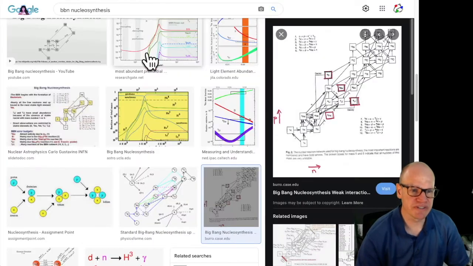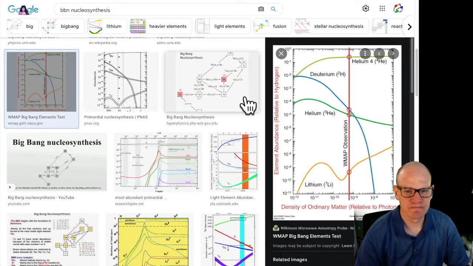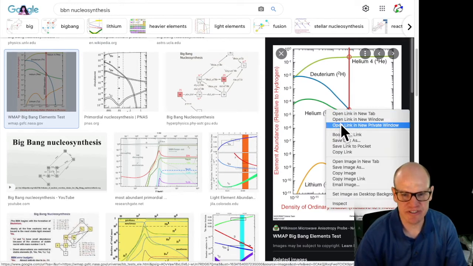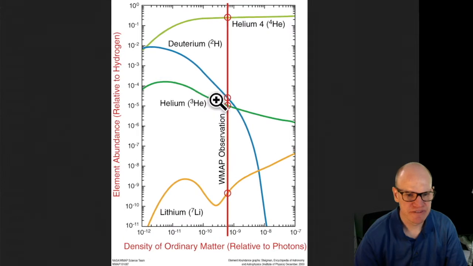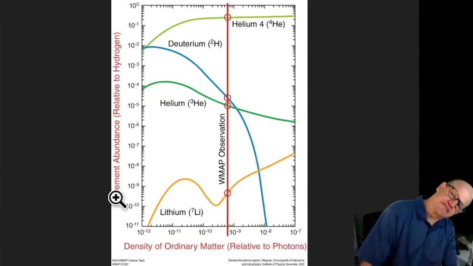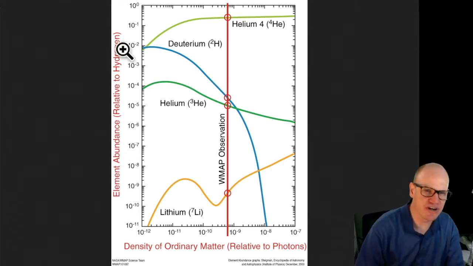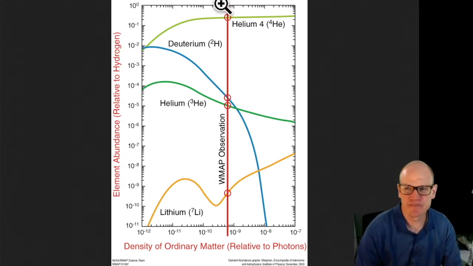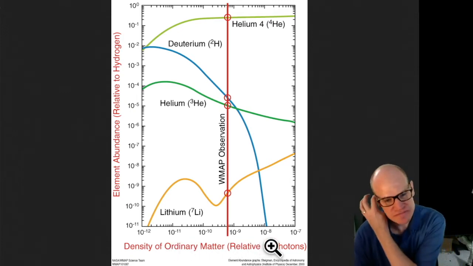That shows up in, where is it? In this diagram right here, from the NASA Goddard Space Flight Center, which we will steal because we paid for it anyways. Okay, now what does this do? This says the element abundance. So if you turn your head to the side, it says the element abundance relative to hydrogen. So hydrogen is the line at the very top. That is the density of hydrogen. Down here is the density of ordinary matter relative to photons.